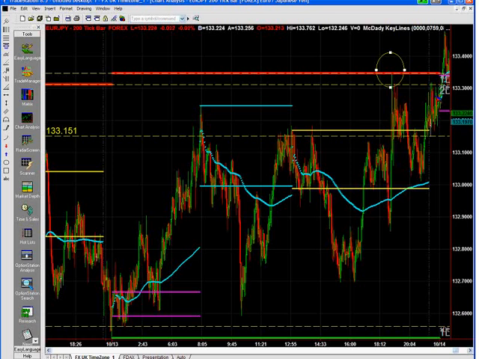You buy it for a reason. As long as that reason exists, then you stay in that trade. If that reason ceases to exist, there is no more reason for you to be in that trade, you get out. So we buy it over here because it went above that momentum high.